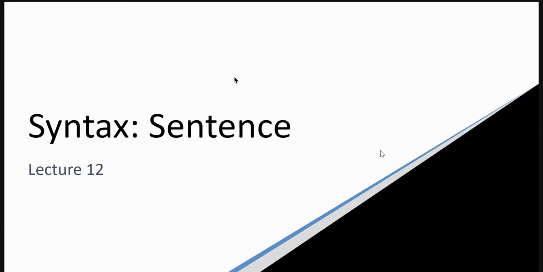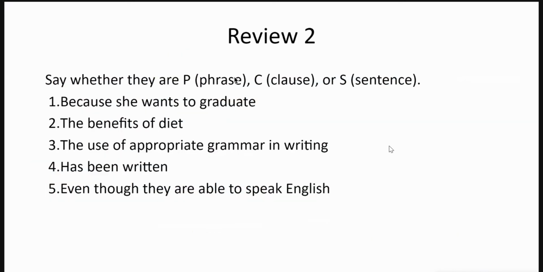Syntax again, but the scope is sentence. Nah, kita review dulu. Say whether they are a phrase, clause, or a sentence. Number 1, because she wants to graduate. Clause. Betul. Number 2, phrase. Number 3, phrase. Good. Number 4, verb phrase. Good. Number 5, clause. Good. Wah, udah canggih nih Mas Firman.